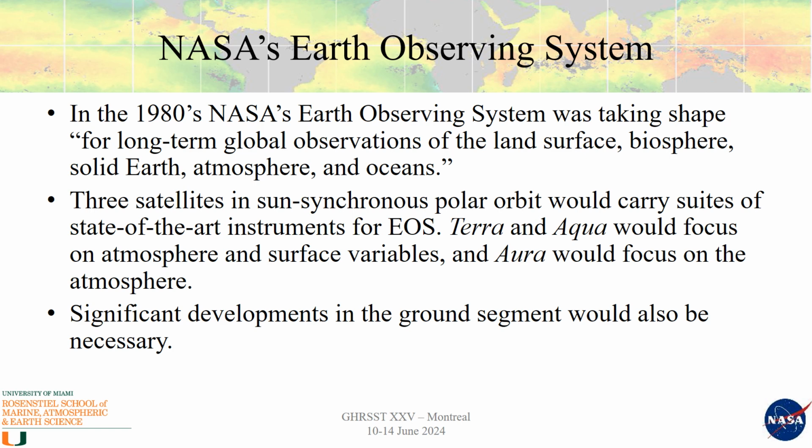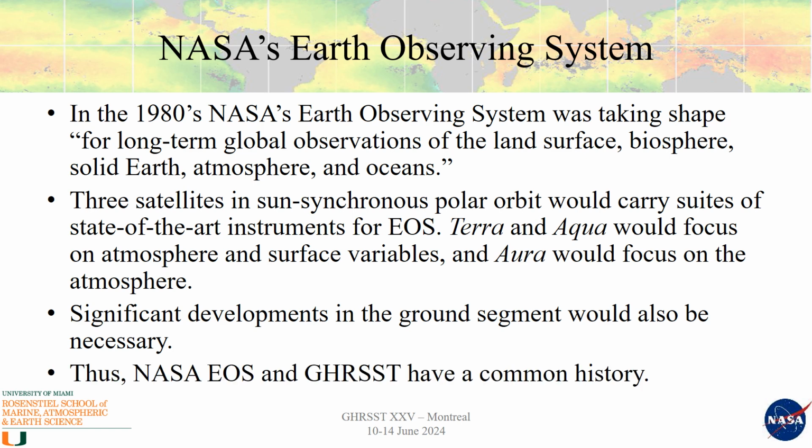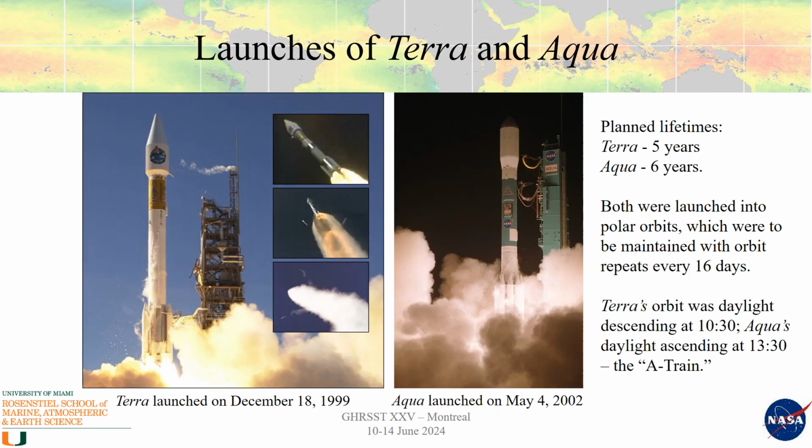Because of the very high data rates of these sensors, there were significant developments in the ground segment to accommodate the processing and distribution of these measurements. So the NASA Earth Observing System and GHRSST have a common history. Terra was launched at the end of 1999, and Aqua was launched in early 2002.